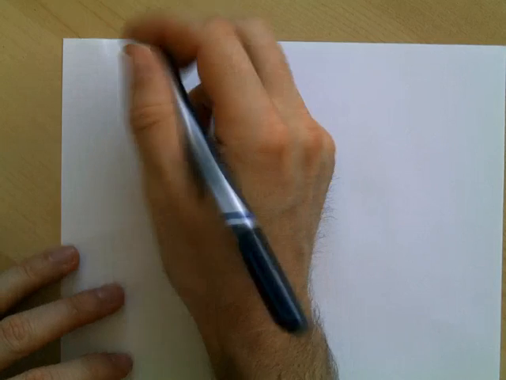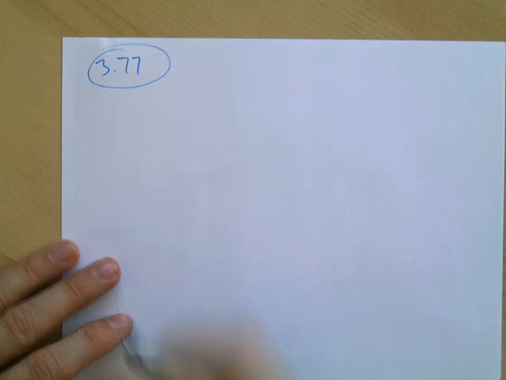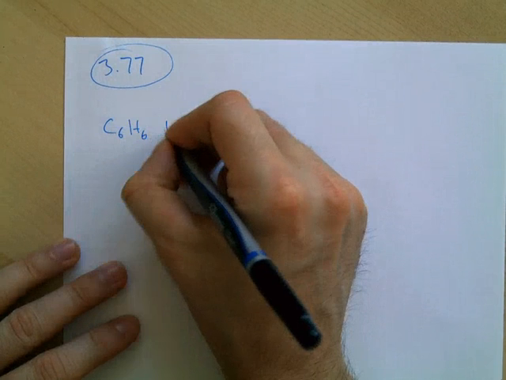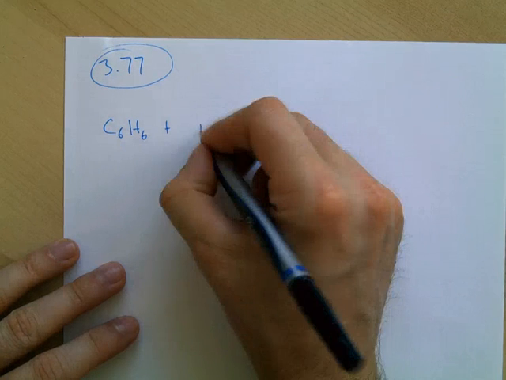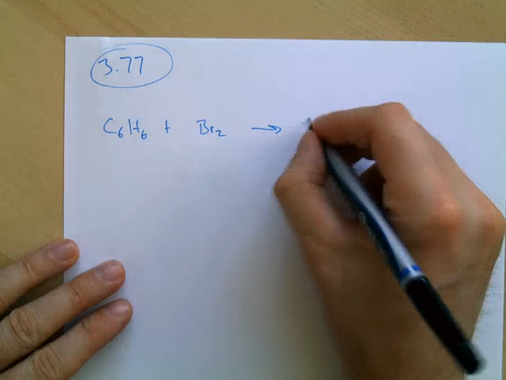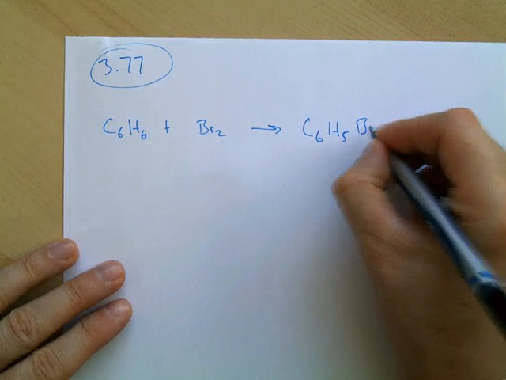This is Mr. Barron. I'm going to be showing you how to do a percent yield problem. The problem that I'm going to be using as my example is problem number 77 from chapter 3 in the AP Chemistry textbook. In this problem, you're given a hydrocarbon C6H6, which is called benzene, which is reacting with bromine, Br2, and you're producing this compound and this compound.